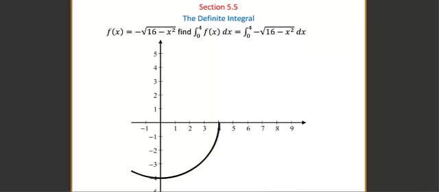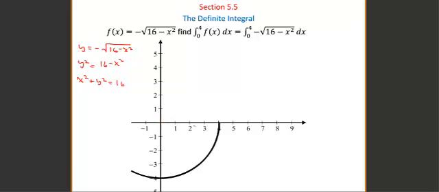And so let's take a look at how we would go about doing that. First of all, let's examine, be sure we know what this curve is. So we have y is equal to negative square root of 16 minus x squared. If I square both sides, y squared will be equal to 16 minus x squared. Adding x squared to both sides, I'd have x squared plus y squared is equal to 16. This is a circle with radius 4 centered at the origin.